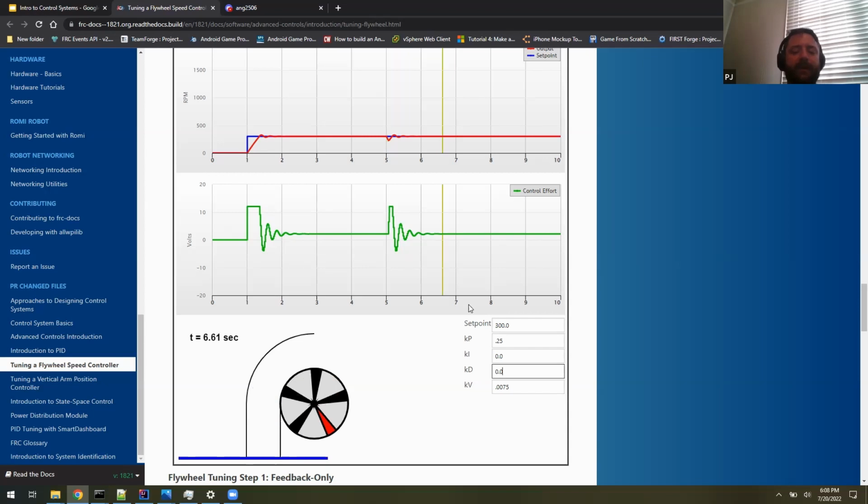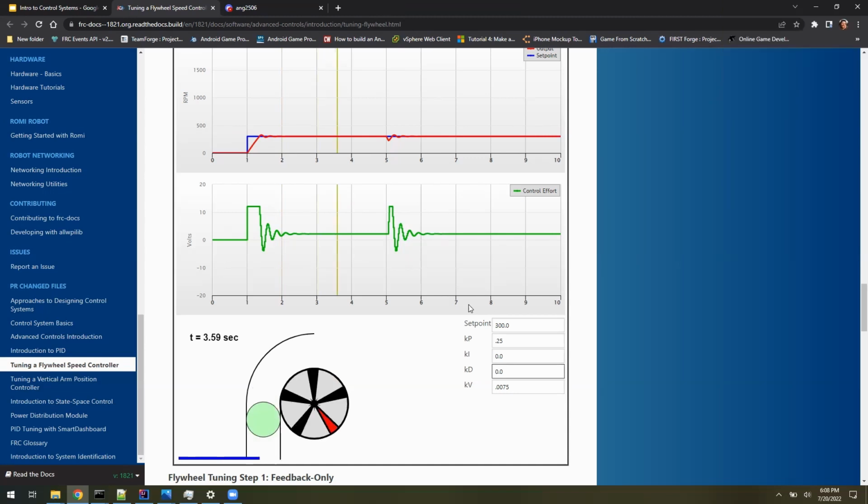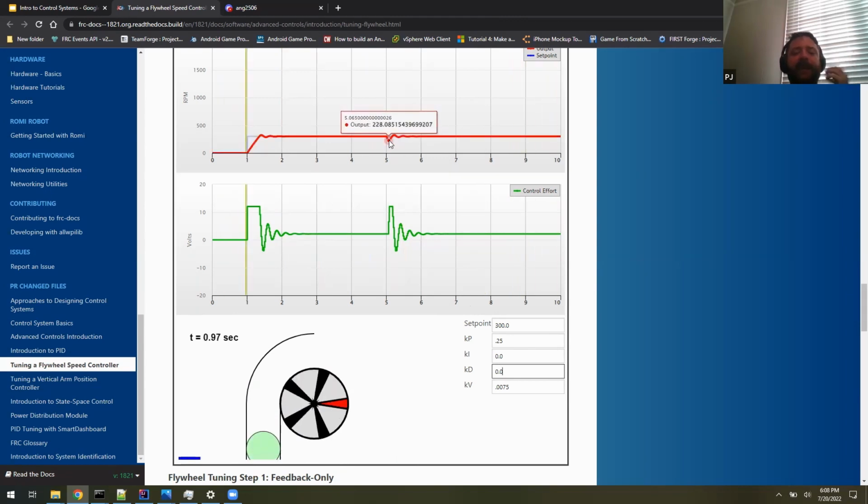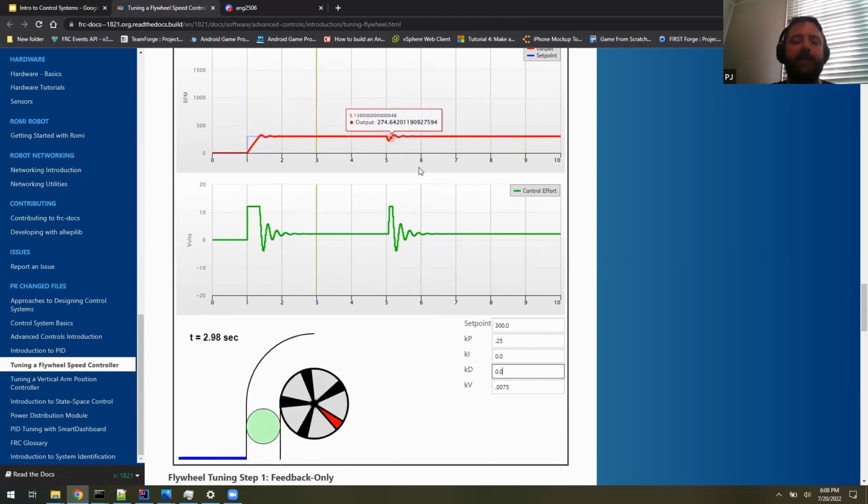What would we do next? D. And I would say it's optional to do this, but one thing, especially for a shooter, is adding D can help you recover faster. Because all of a sudden, your slope of error, this slope right here, is negative. So it's going to add a big extra oomph to help it recover faster.